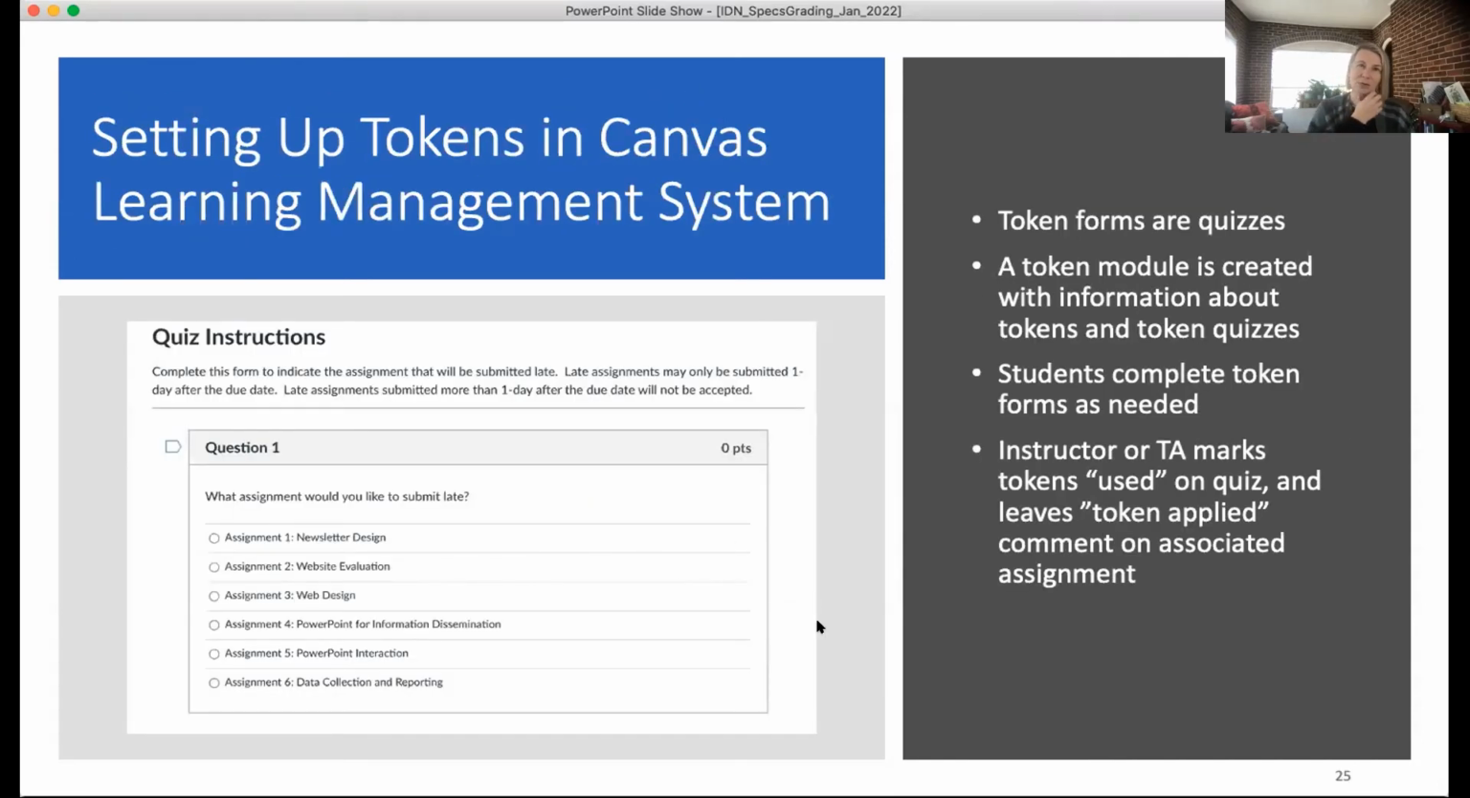So the way we set up tokens in Canvas is using the quiz function. They're worth 0 points, so it doesn't affect the grade book in any weird ways. But when the students submit a token, you get an alert that there's something there, that there's something to be graded.